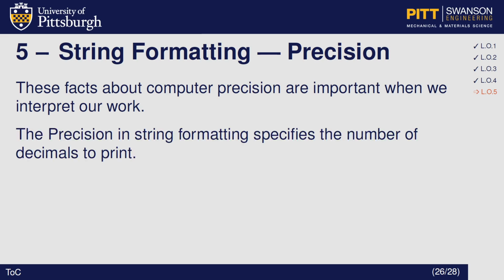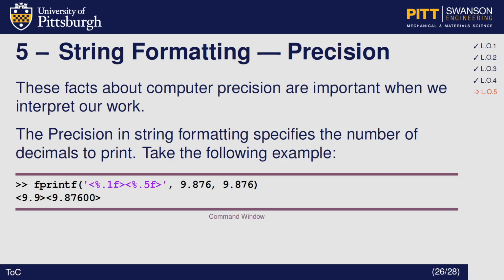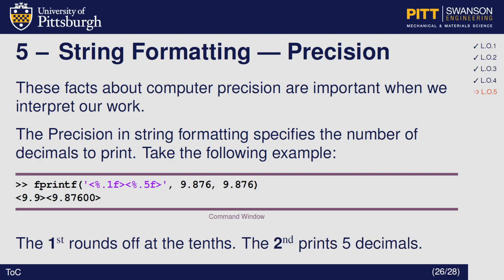The precision in string formatting specifies the number of decimals to print. Take this example. The first input here uses 0.1 to round to the tenths place, and the second input uses 0.5 to print out 5 total decimals.